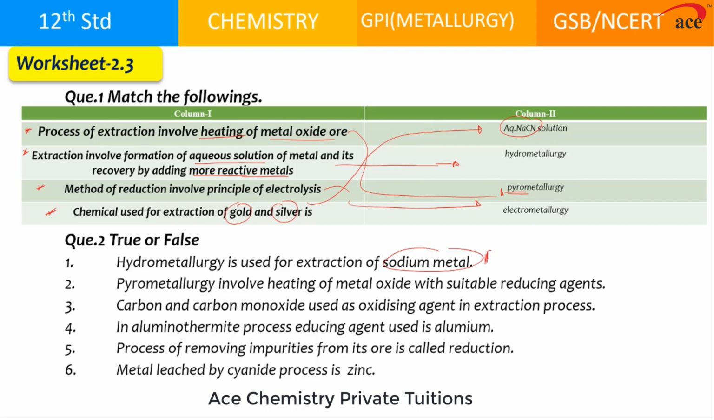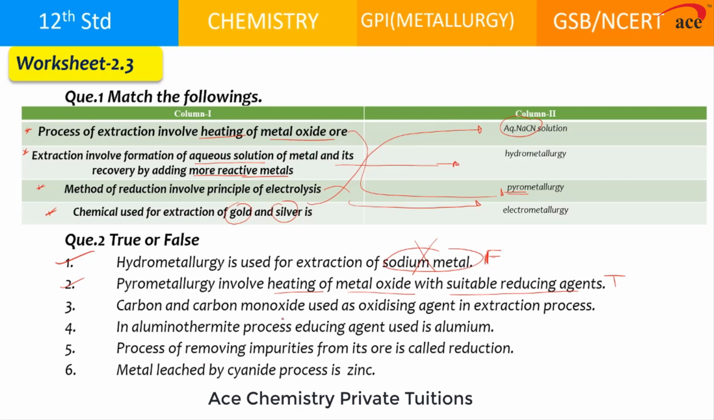Hydrometallurgy is basically used for less reactive metals, and these can be gold and silver. We don't use it for sodium metal. In the extraction of sodium metal, we use electrometallurgy. The second thing they have asked is: pyrometallurgy involves heating of metal oxide with a suitable reducing agent. Yes, this process can also be called smelting. So this is a correct statement.